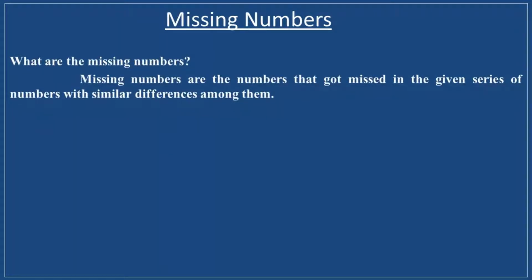Hello, in this video, we will talk about missing numbers and solve some problems related to them. So what are the missing numbers? Missing numbers are the numbers that got missed in the given series of numbers with similar differences among them. For example, 2, 4, 6, 10.